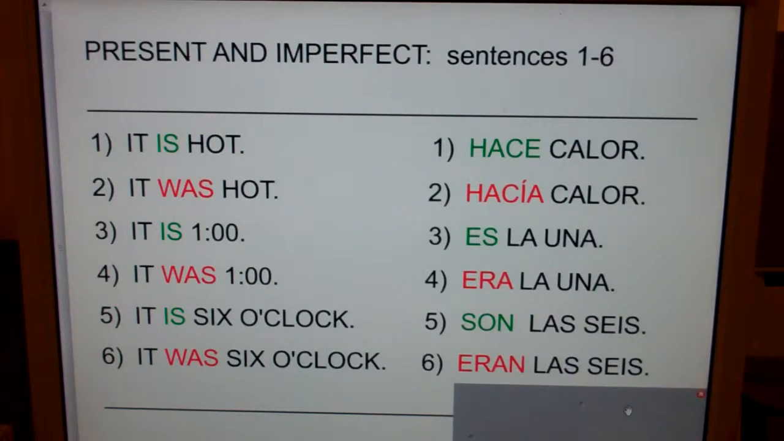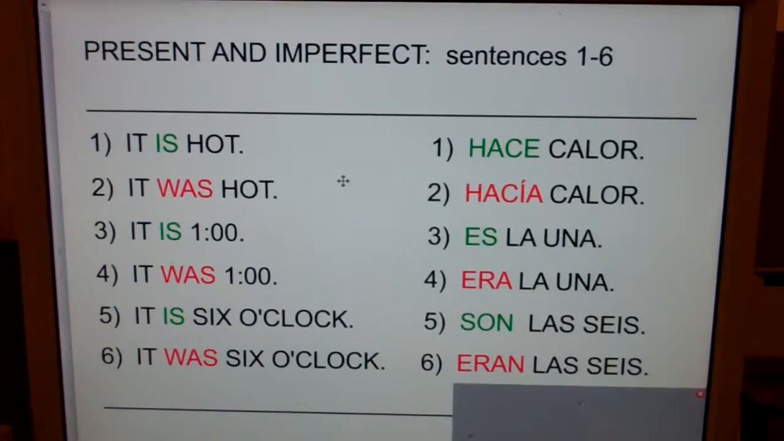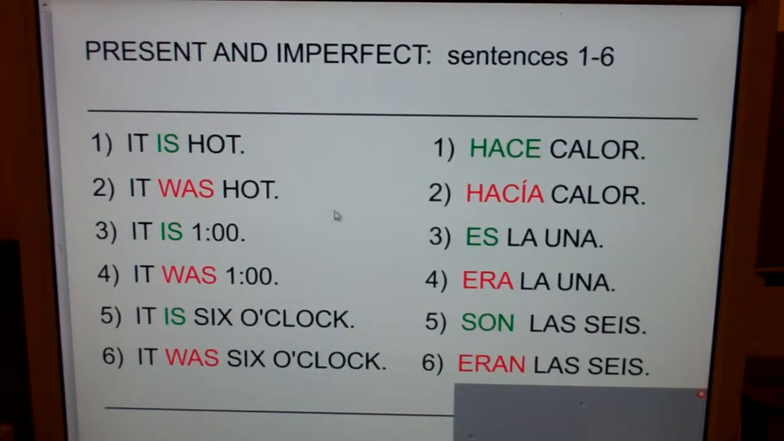First of all, why is it was hot, it was 1 o'clock, it was 6 o'clock? Why are those imperfect? Because remember, anytime you're describing anything, date, time, weather, feeling, emotion, location, if you're describing anything in the past tense, it's imperfect. And if it's an AR verb, the AR turns into aba. And if it's an ER-IR verb, like hacer, it turns into ia. Okay, so it is hot. It was hot. You're describing it was hot.